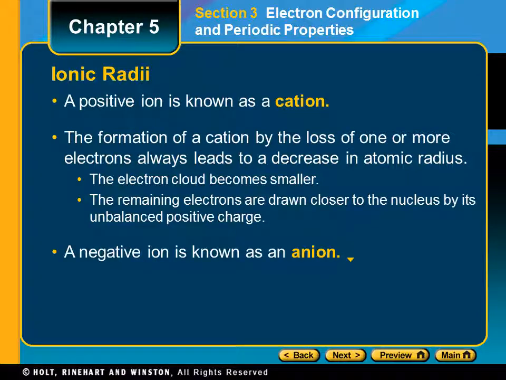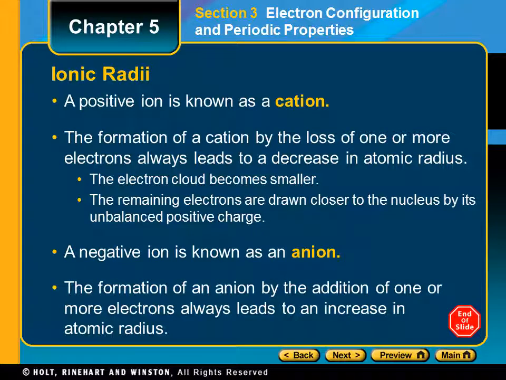This is ionic radii. A negative ion is known as an anion. Just remember, putting a in front of everything means take away. So now you're taking away. It's negative. The formation of an anion is by the addition of one or more electrons, which always leads to an increase in atomic radius. Right? So this is the exact opposite of the cation. I've added electrons, I've added negative charge. There's more of a pulling away from the positive charge in the nucleus. The radius of the anion is bigger.